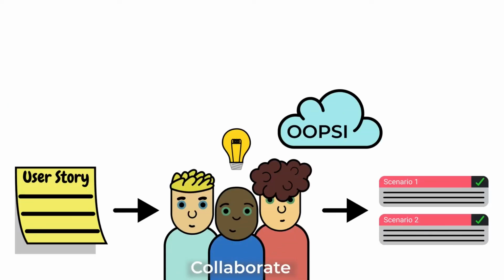You could use a technique like Oopsie for an effective collaboration with team members. Using techniques like Oopsie, make sure all team members participate in the collaboration process and the details are discussed, resulting in scenarios which give the best outcomes.